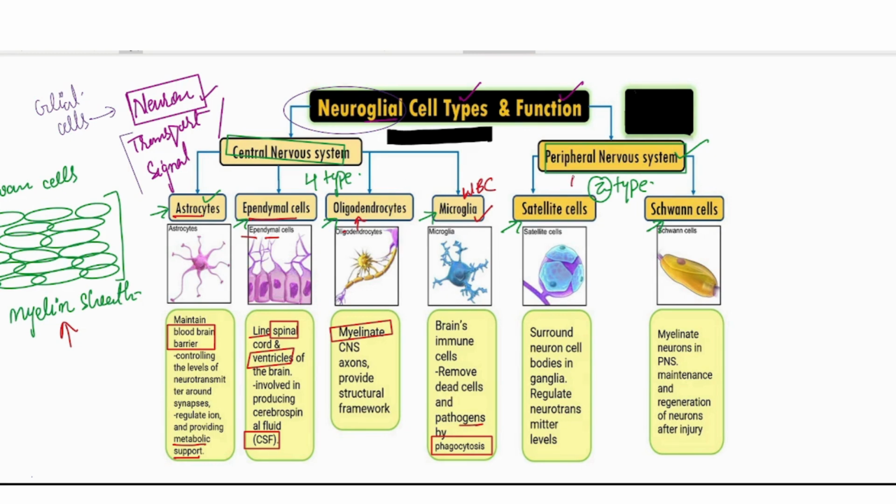And in the peripheral nervous system, we have two types, that is the satellite and the Schwann cells. Let us see their function. Here the satellite cell will help in surrounding the neuron cells, regulating the neurotransmitter level, while the Schwann cells, as you have seen already, will do the myelination. At the time of regeneration of the neuron after injury, these Schwann cells will do the myelination. Okay, I hope all these four are clear to you.